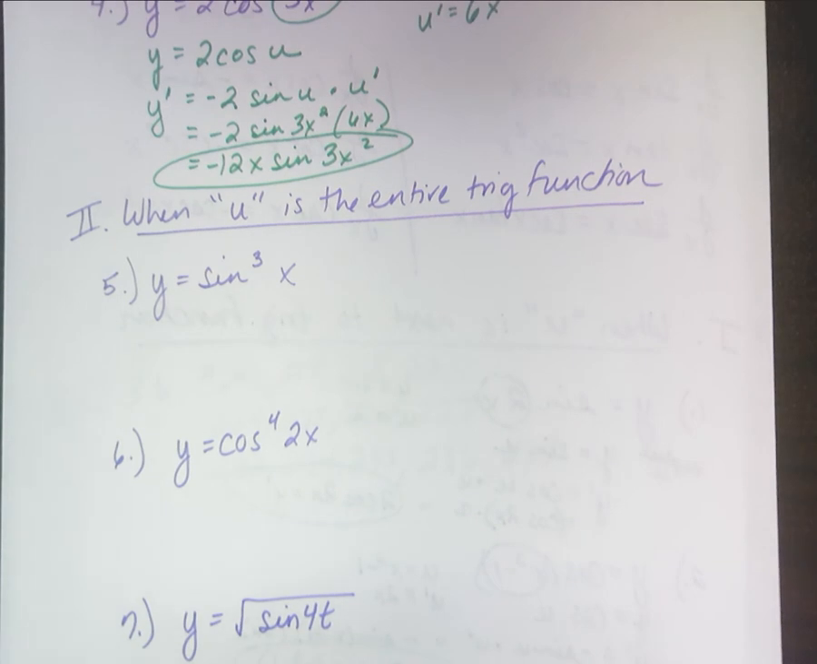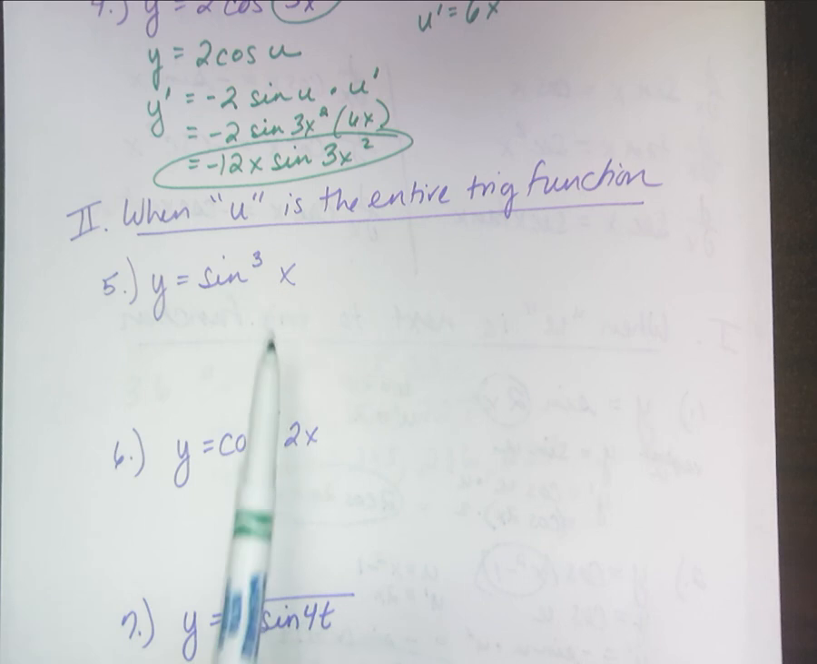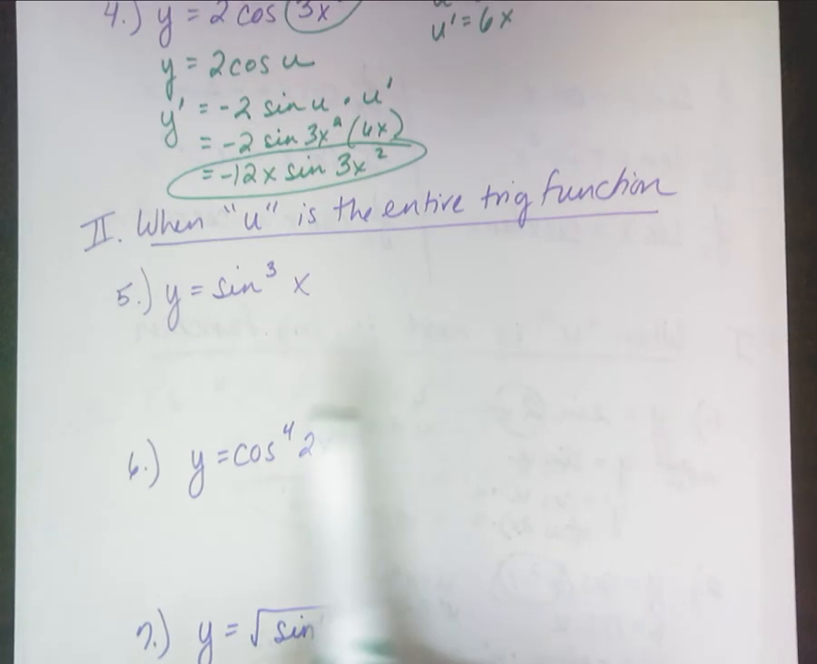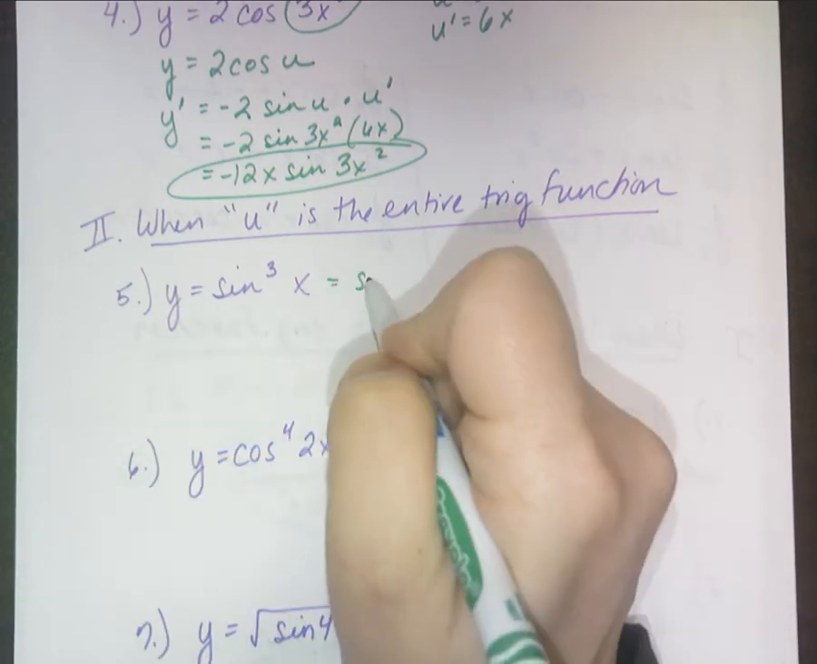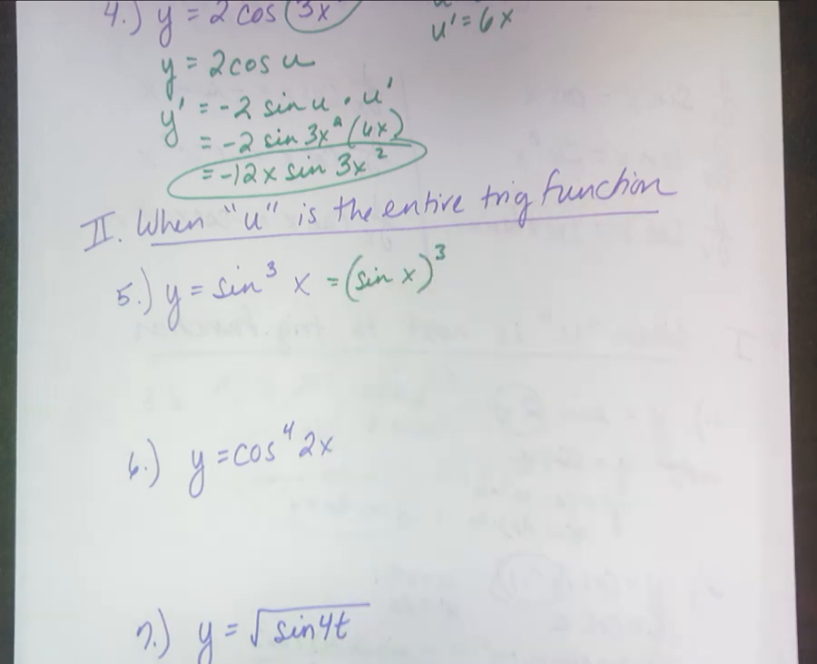Okay, now to get a little bit more complicated, when the u is the entire trig function. So when the u is the entire trig function, it'll look something like this. You'll see y equals sine cubed of x, or you'll see a power of 4 next to the cosine, or you'll see it under a square root. So if I were to rewrite this, this would be sine x, entire function, cubed. That's what sine cubed x is. Remember that from pre-calc last year.